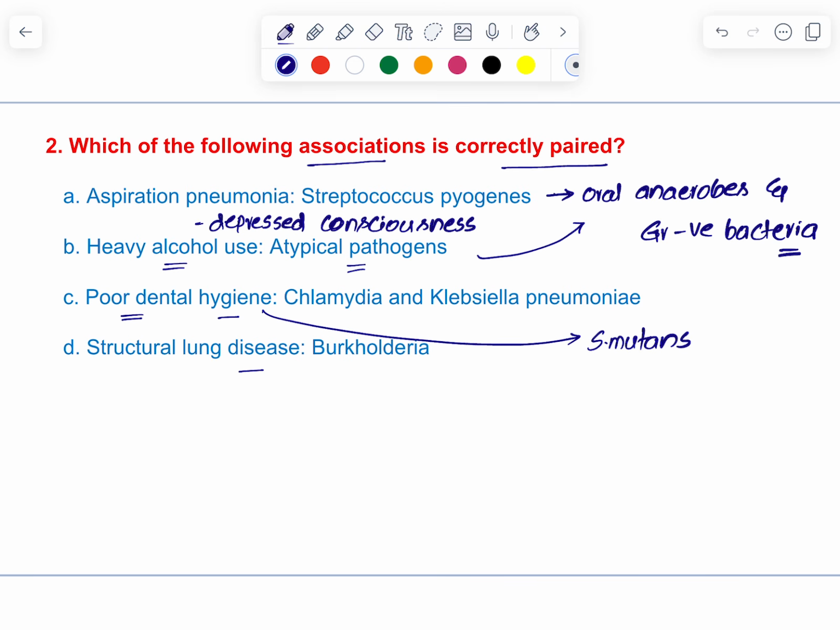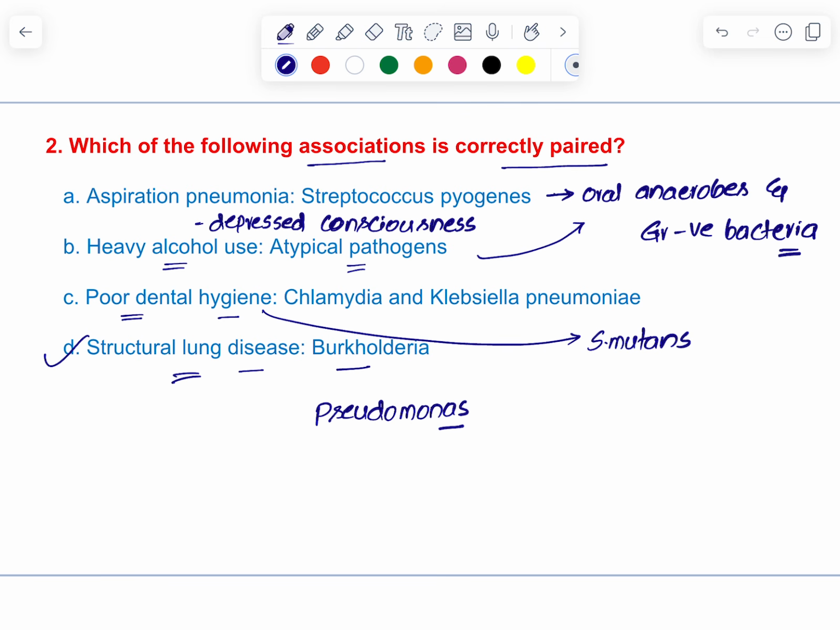All right. The only one which is correctly paired or matched is the structural lung disease. So whenever there is structural lung disease, there are two important organisms which will be causing pneumonia. One is Burkholderia and the other one is Pseudomonas. Right, Burkholderia and as well as Pseudomonas. Okay, so these are the organisms that will be causing pneumonia whenever there is a structural lung disease.